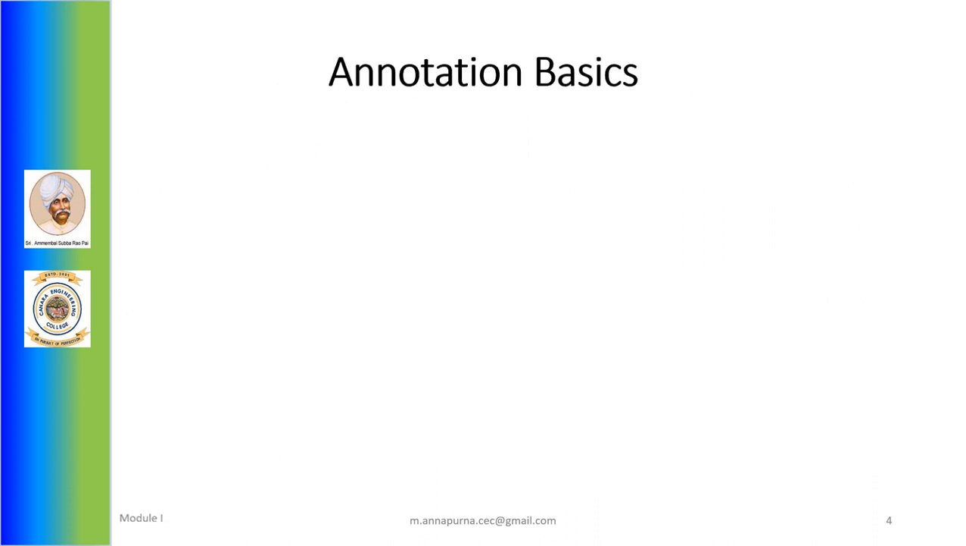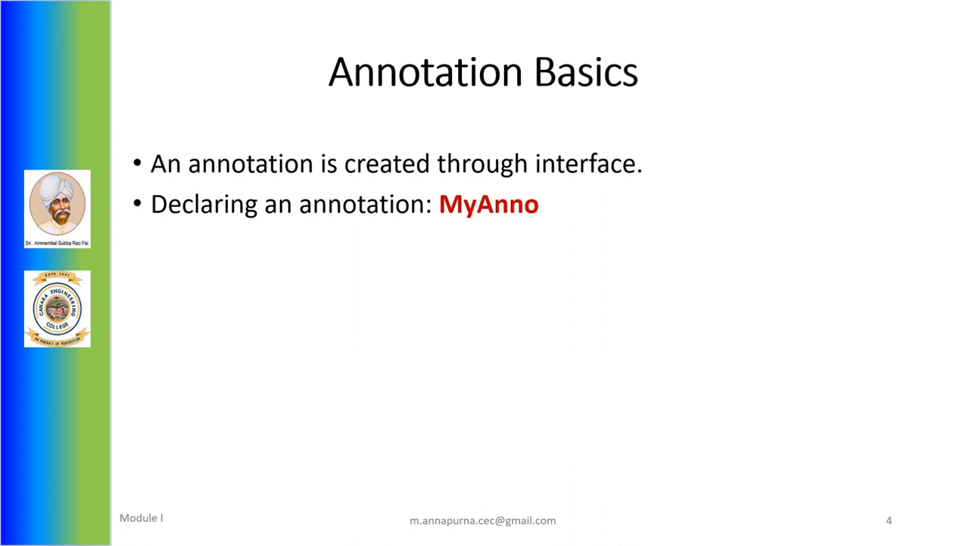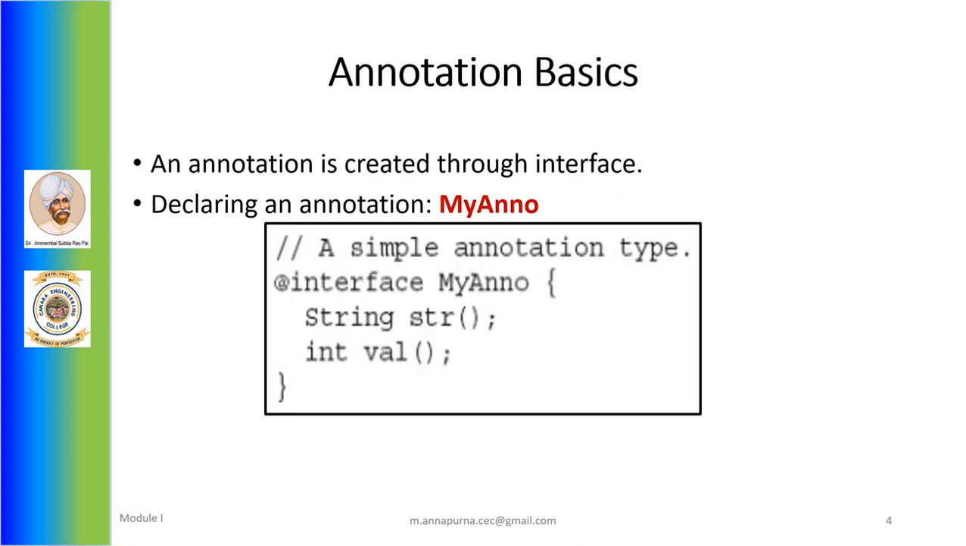Annotation Basics. An annotation is created through an interface. Let's see how to declare an annotation. Here is an example of declaring an annotation. First, notice the @ symbol that precedes the keyword interface. So here we have the declaration of the annotation MyAnno. Observe this @ symbol that precedes the keyword interface.